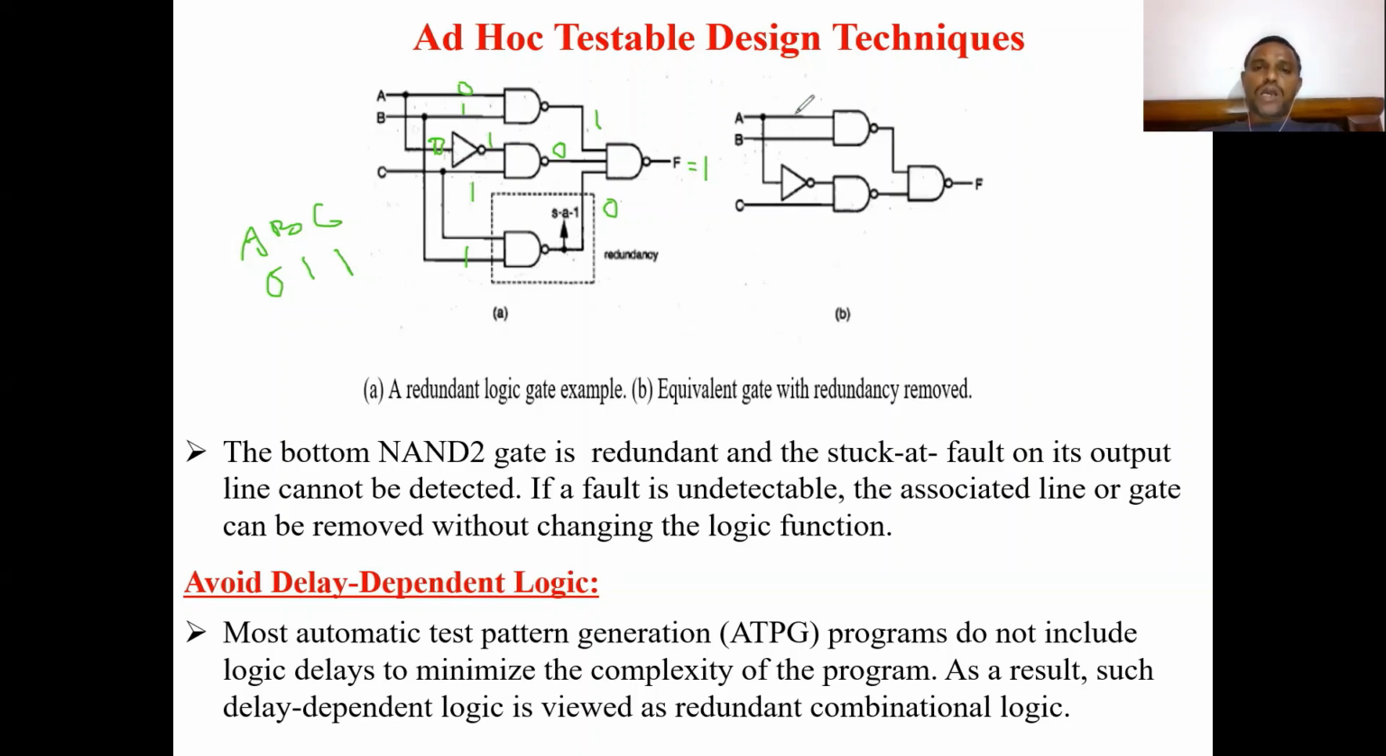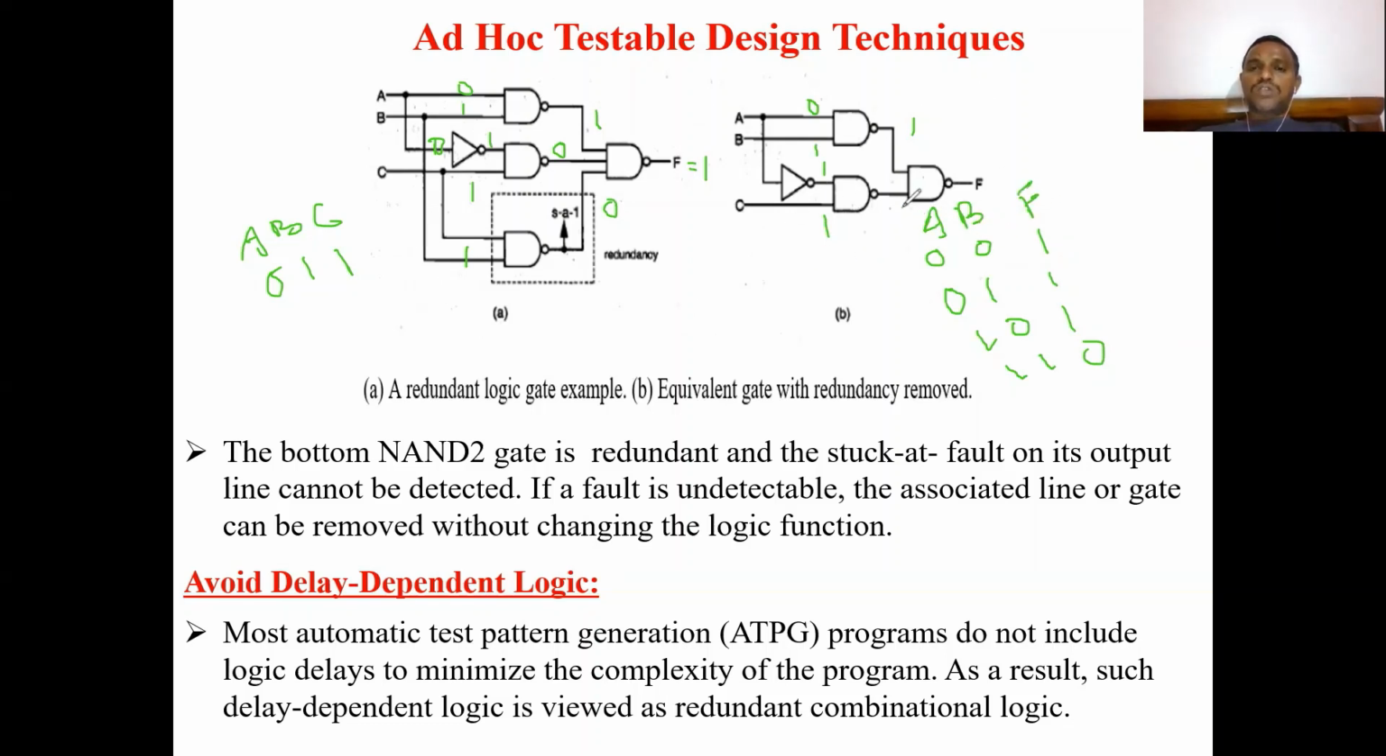If I apply A equal to 0 and B equal to 1, then I will get 1, and C is equal to 1. So here it is 0 and 1, and for the NAND gate the output is 1. The NAND gate truth table is: 0 0 gives 1, 0 1 gives 1, 1 0 gives 1, and 1 1 gives 0. So this is the NAND gate truth table, and F is the output.